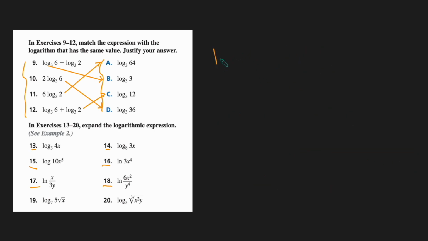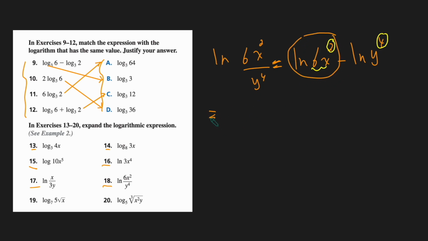Problem number 18, natural log 6x squared over y to the 4th. First, I'm just going to use the quotient rule, and I'm going to break this in two. This involves a power rule and a product rule, and this involves the power rule. So now I can continue with my expansion. I'm going to take my first one right here, and I'm going to use the product rule for it. Natural log 6 plus the natural log of x squared minus, I'll go ahead and use the power rule in that one. Then I need to use the power rule for this one, and it's 100% all expanded.